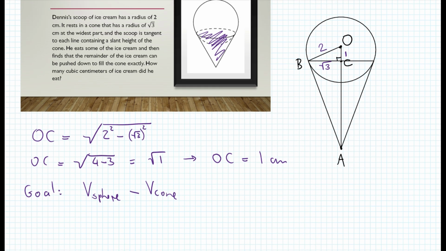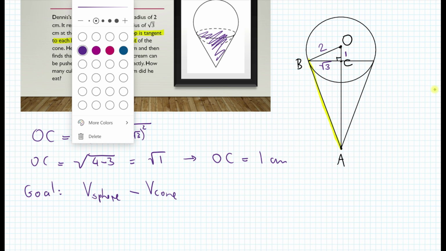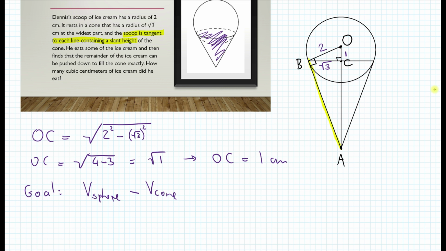So there's a piece of information in the problem that's going to help us. It says here that the scoop is tangent to each line containing the slant height. So what that means is that this part over here, that's the slant height, is tangent to the circle, or to the sphere in this case. So what does that mean when it's tangent? Well, it means that we have a right angle here somewhere, that the tangent and the radius do create a right angle. Okay, so now we have another right triangle. As a matter of fact, it's triangle ABO that is a right triangle.